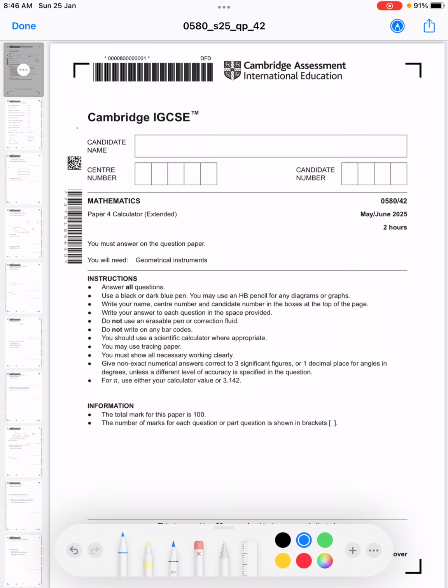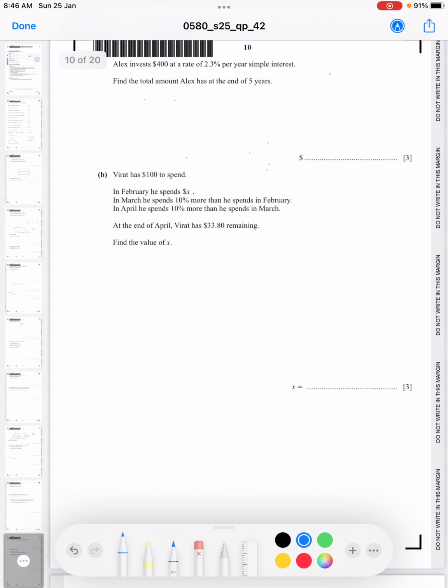In this video, we will solve Cambridge IGCSE Paper 4 Extended May-June 2025, 0580/42, question number 17. So let's read the question. Alex invests $400 at a rate of 2.3% per year, simple interest. Find the total amount Alex has at the end of 5 years.